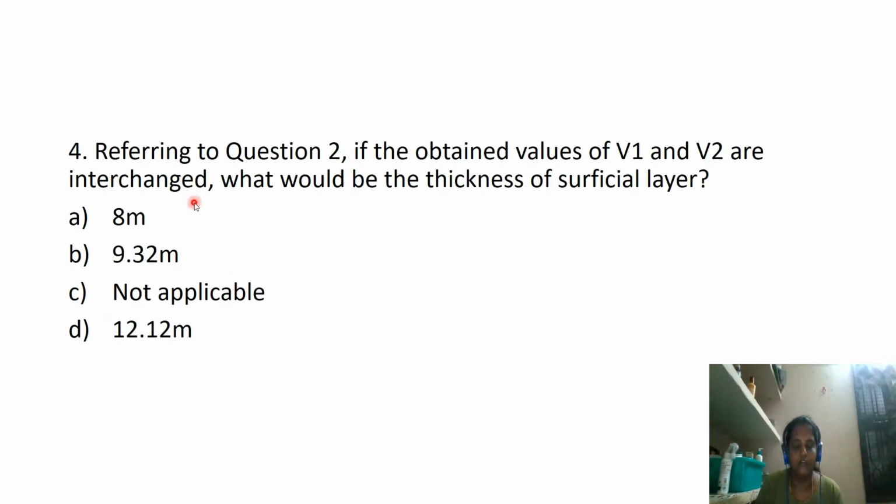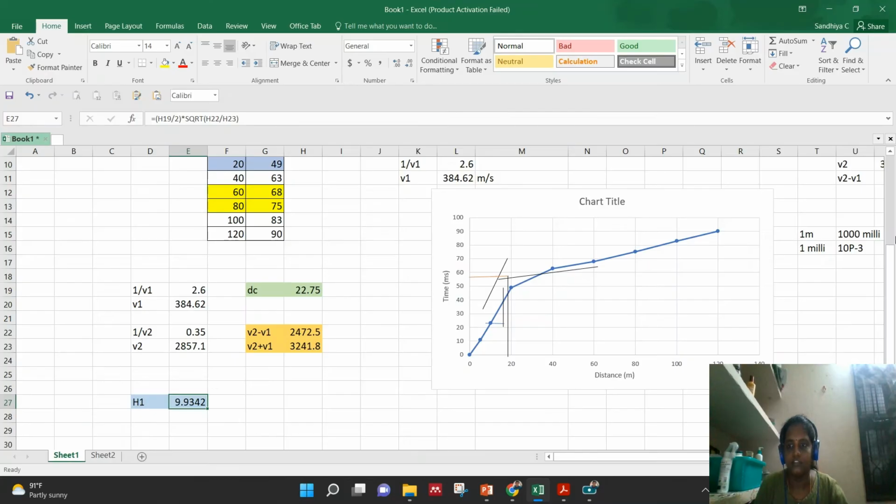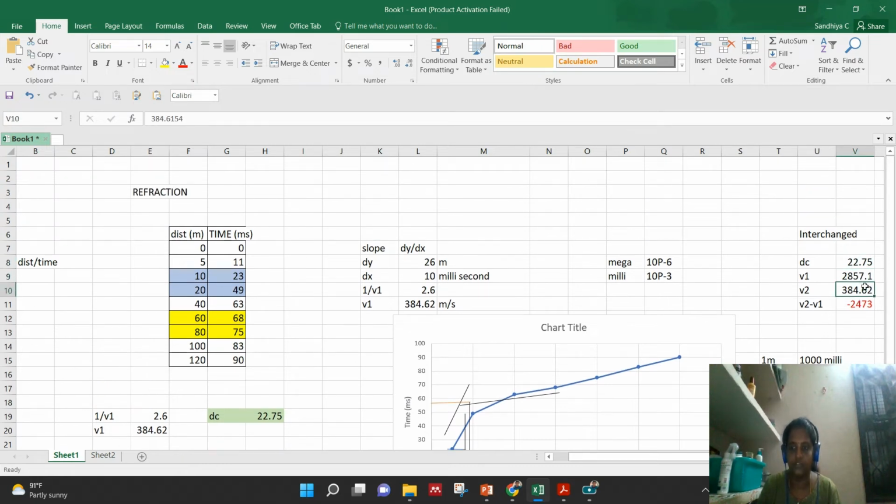So for the same question, if the obtained values, that is your V1 and V2, are interchanged, what would be the thickness of the superficial layer? So this is if we are interchanging our V2, V1 values. What happens if the V2, V1 values are interchanged? When we do V2 minus V1, we get the answer in negative.